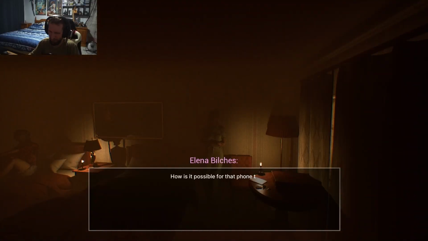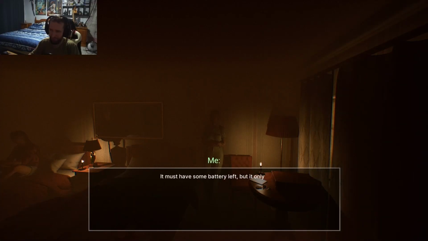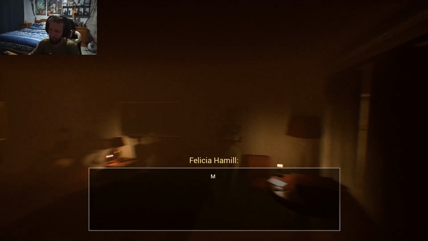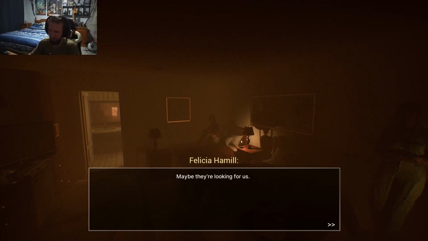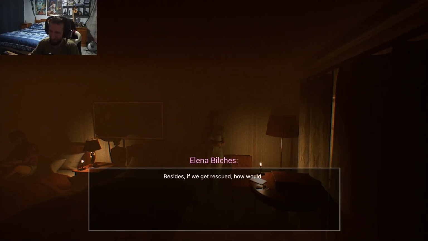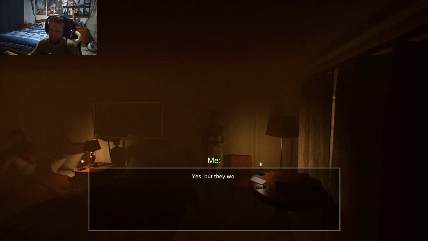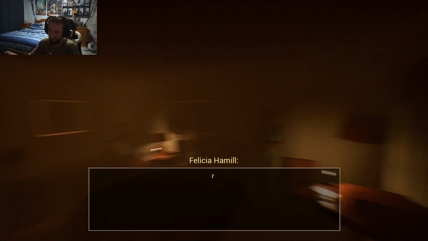How is it possible for that phone to work? It must have some battery left. But it only receives calls. Maybe they're looking for us. It's possible, but we need another plan. We can't just wait here to be rescued. Besides, if we get rescued, how are we going to explain what happened here? We become murder suspects. Yes, but they wouldn't be able to prove it was us. We better keep thinking of ways to survive.